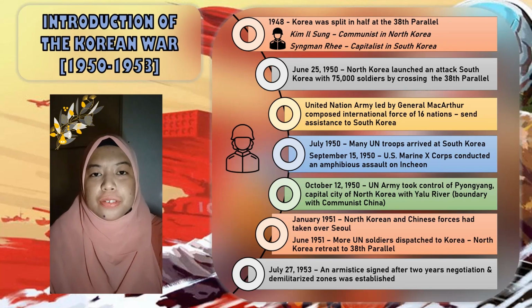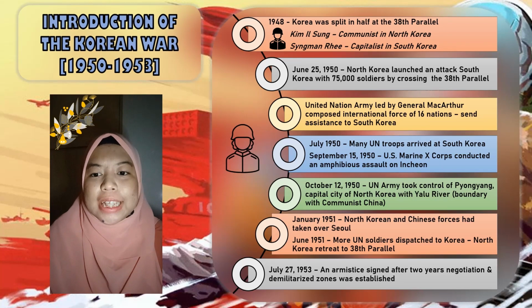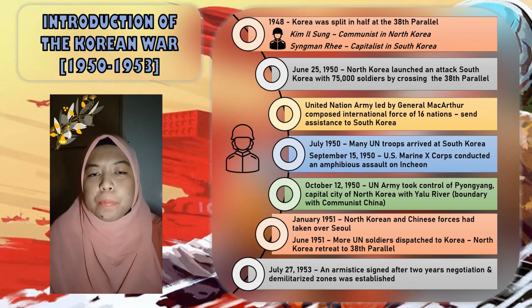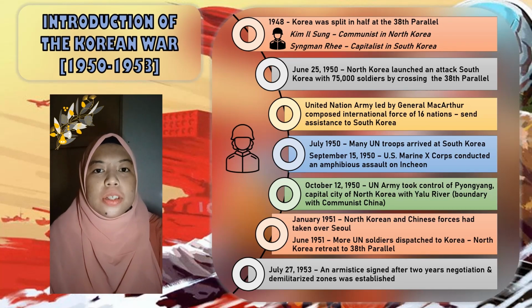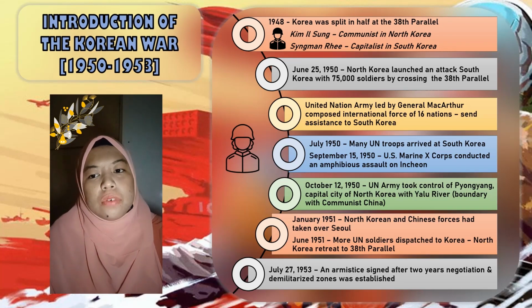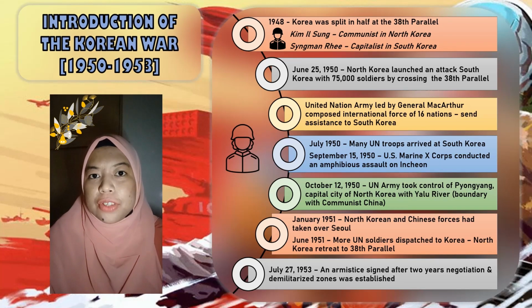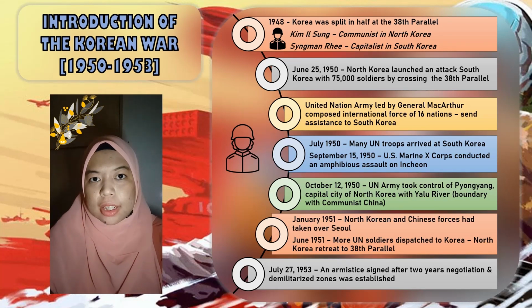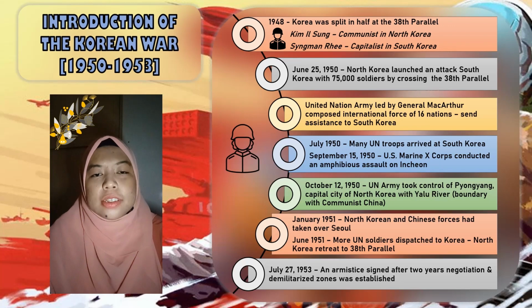So our group has chosen the Korean War from 1950 to 1953. As an introduction, Korea was freed from Japanese rule in 1945, marking the conclusion of World War II. The Soviet Union occupied North Korea and the United States occupied South Korea. The country was split in half by 1948 at the 38th parallel, with Kim Il-sung ruling the Communist North and Syngman Rhee leading the capitalist South.